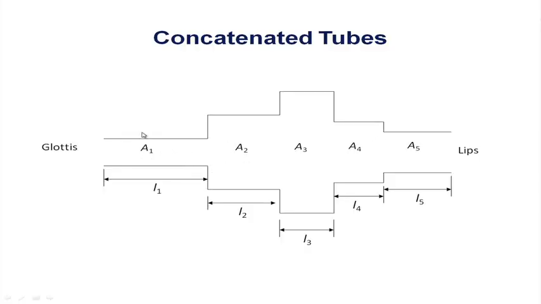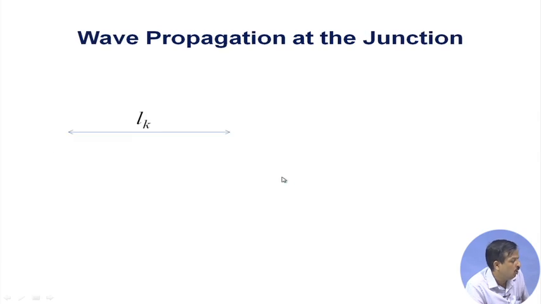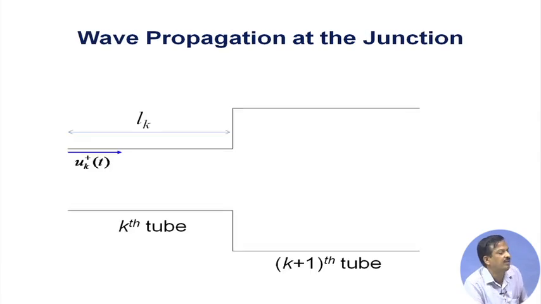So, this one has a very small cross section, and this is a wide cross section area. So, what will happen to the volume velocity and pressure wave equation at this junction? What will happen when the tubes are connected at this junction? So, I want to know what will happen at the kth junction. The kth junction is nothing but the junction of the kth tube and the (k plus 1)th tube. I want to know what will happen at that junction.